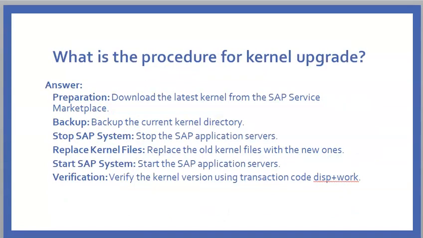What is the procedure for a kernel upgrade? Answer: Preparation: download the latest kernel from the SAP Service Marketplace. Backup: back up the current kernel directory. Stop SAP system: stop the SAP application servers. Replace kernel files: replace the old kernel files with the new ones. Start SAP system: start the SAP application servers. Verification: verify the kernel version using the transaction code.